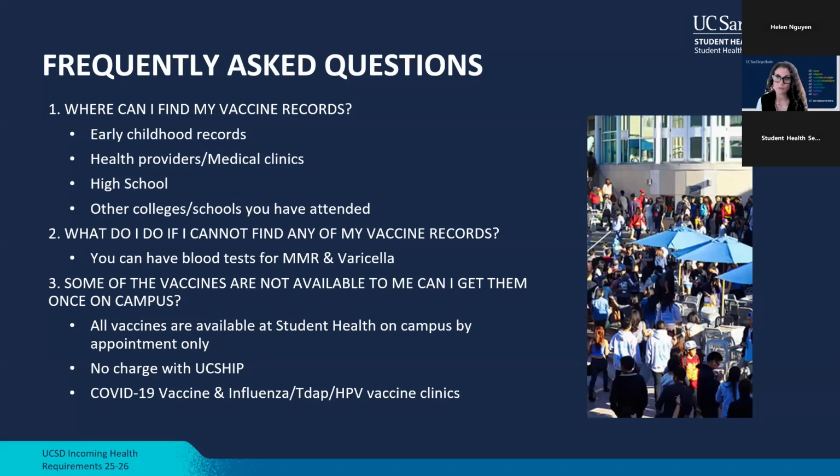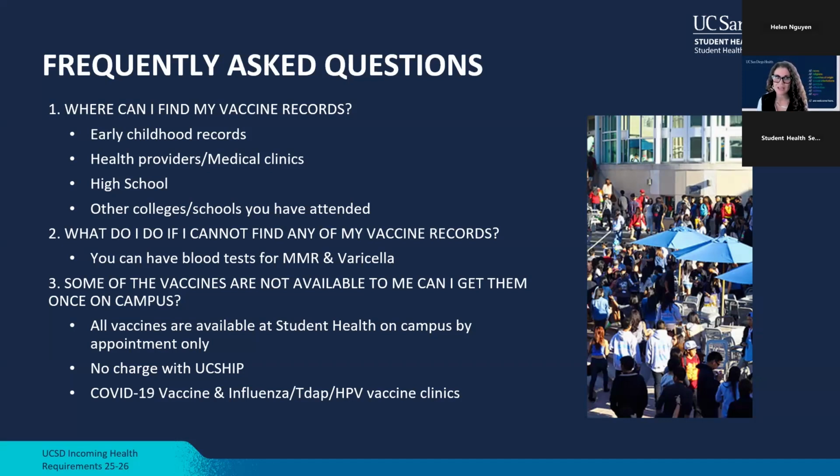California Registry or Registry, whichever state or country you might be in, also often have these records. If you are unable to find any records, occasionally this happens. Medical offices close down, people don't have copies of their records. You can request blood tests for MMR and varicella, so that will give you those two requirements, and then you would need to get a boost of Tdap and meningococcal.